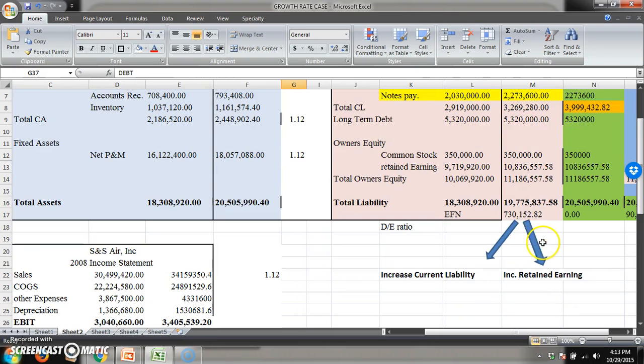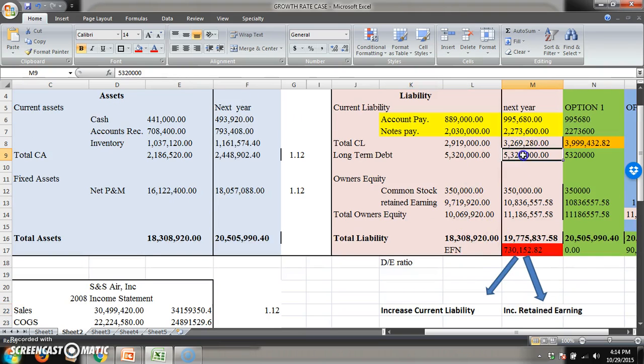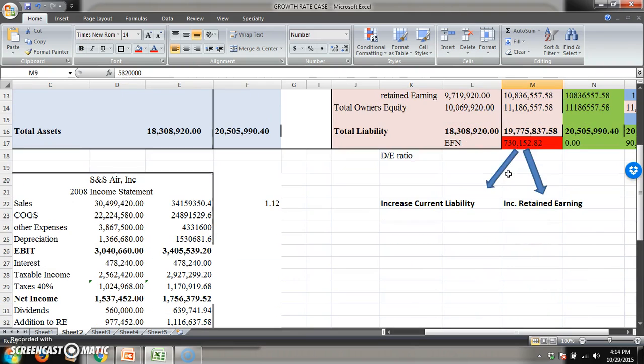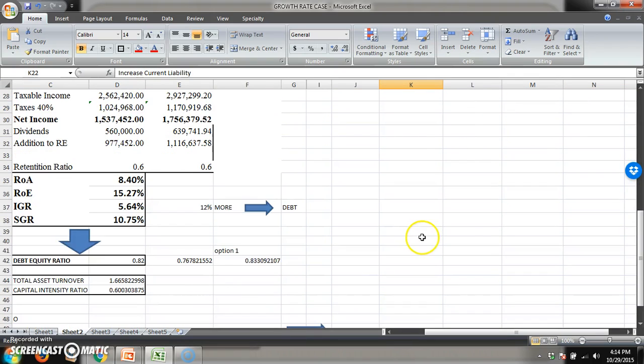So let me give you, to finance this deficit of cash, we have two ways. Either we can increase the current liabilities, or we can increase the retained earnings. We can also increase long-term debt, but I will not suggest that because the amount is small. So we can increase current liabilities, or we can increase the retained earnings. Let us first see about when we increase the current liabilities.